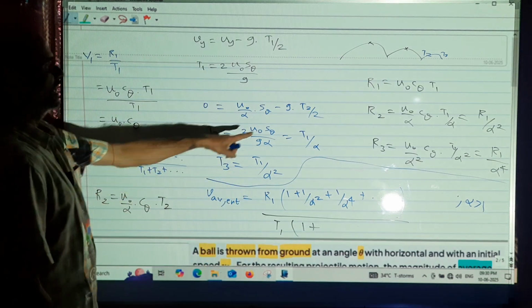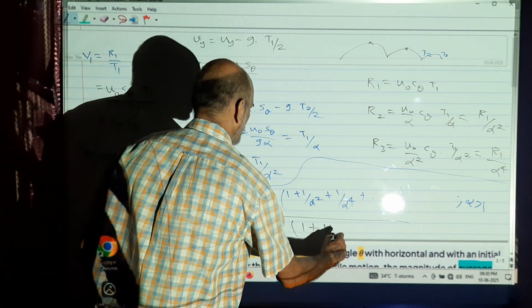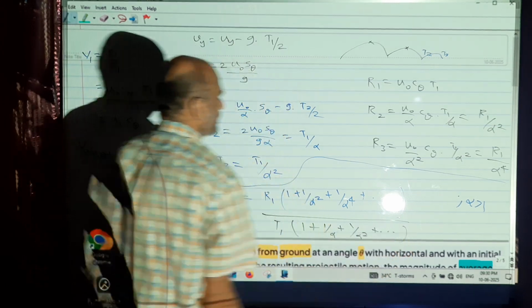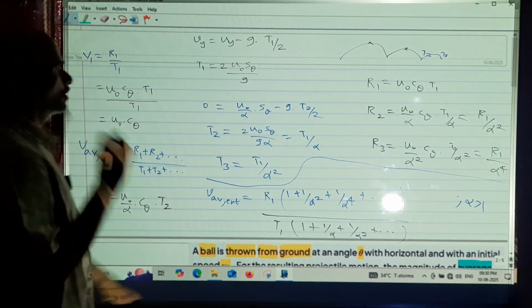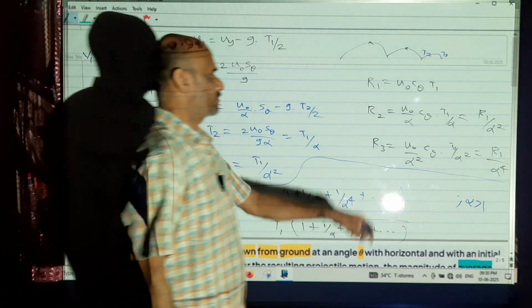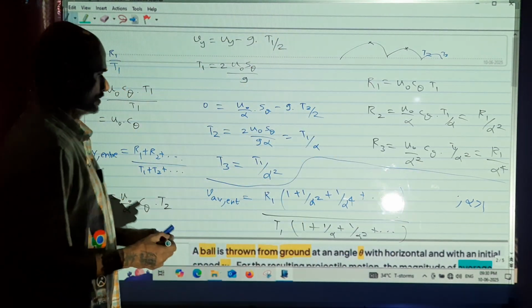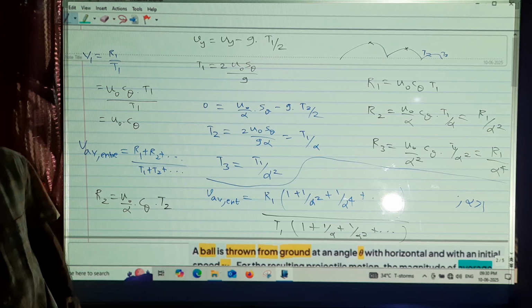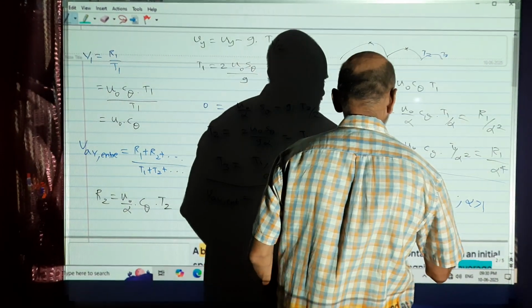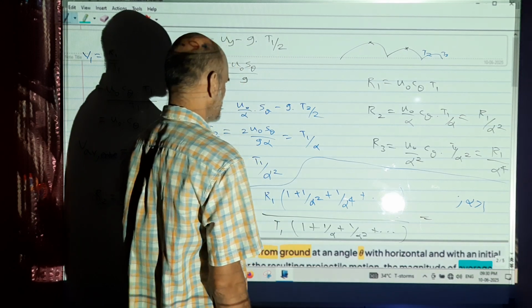T2 is 1 by alpha times T1 plus 1 by alpha square. Again, it's an infinite series. Here the common ratio is 1 by alpha square, and here the common ratio is 1 by alpha. Since alpha is greater than 1, 1 by alpha is less than 1. So the sum of an infinite geometric series with a common ratio less than 1 will be A by 1 minus R.